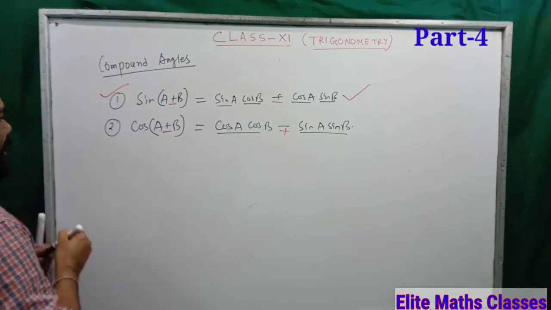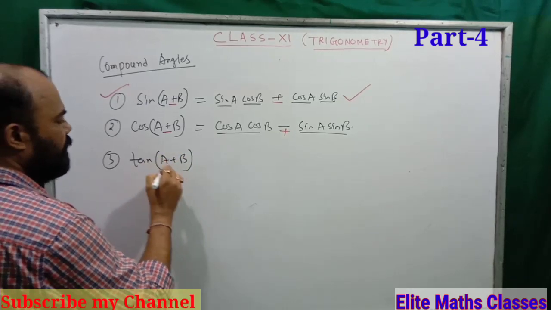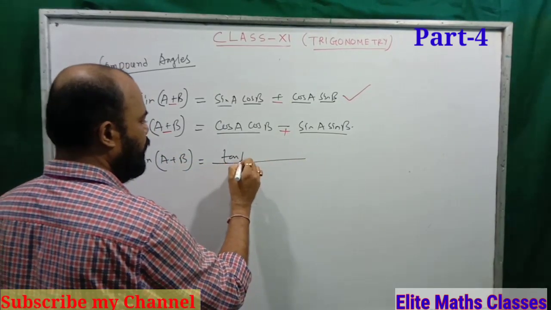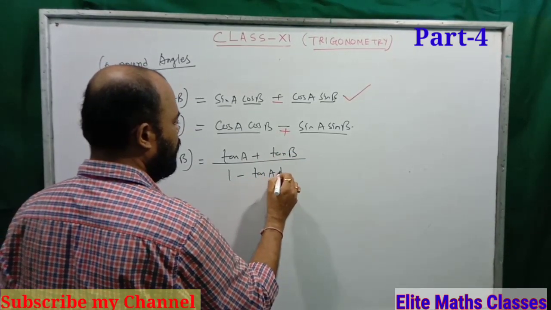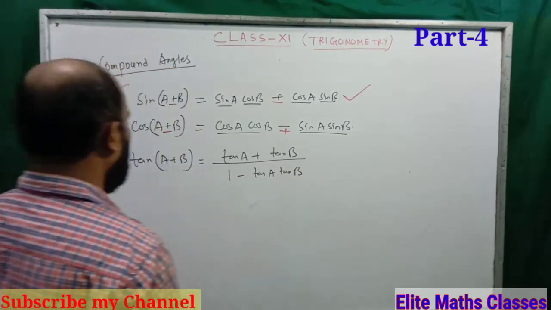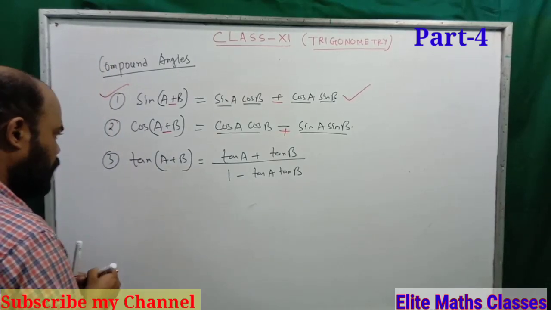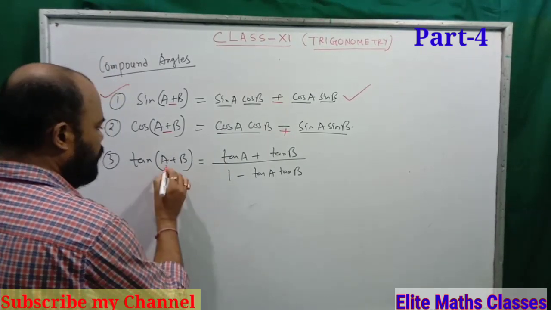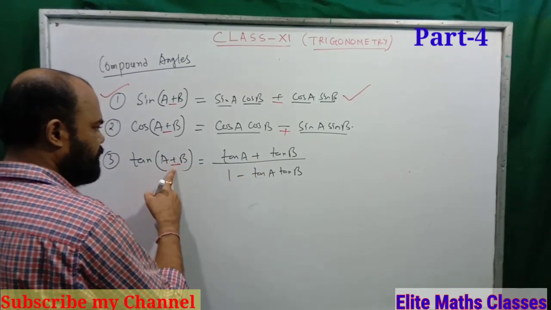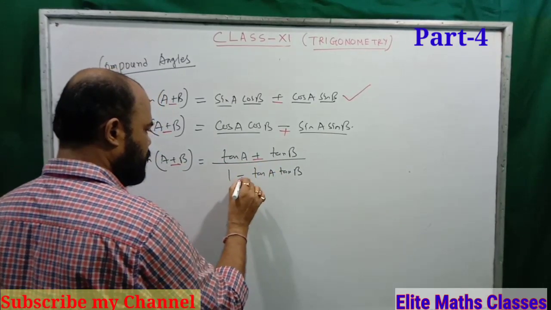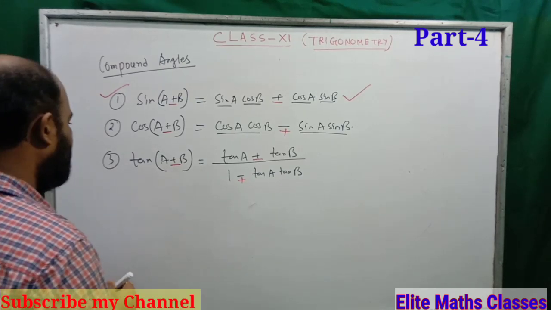The third one is for tan. First I am writing tan(a plus b). For tan(a plus b) the formula is (tan a plus tan b) by (1 minus tan a tan b). You just simply memorize, no need to go through the proofs. So if it is minus, tan(a plus minus b), then just the opposite sign: it will be minus, and this one will be plus. So we got the formula for tan of a plus minus b.